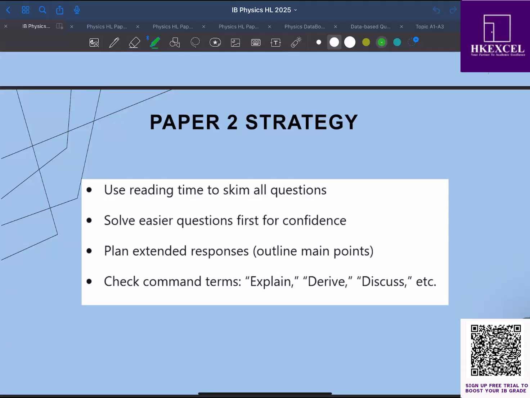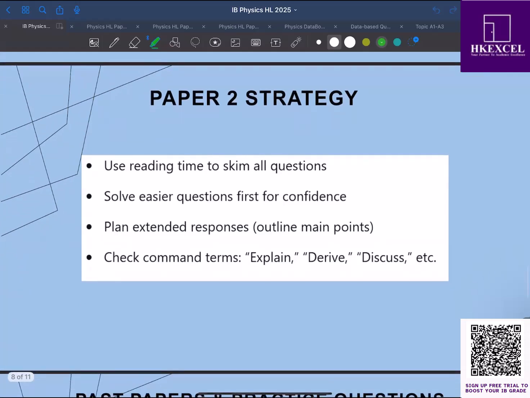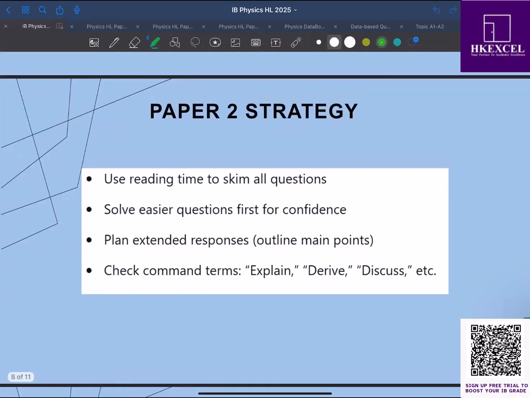For example, let's say for derive, you might need to show step-by-step derivation, okay? So if a question is 3 marks or 4 marks, that means you need to have that many steps to show the main process. And if it says evaluate, that means you need to compare the strengths and weaknesses, or maybe discuss the significance of the results.